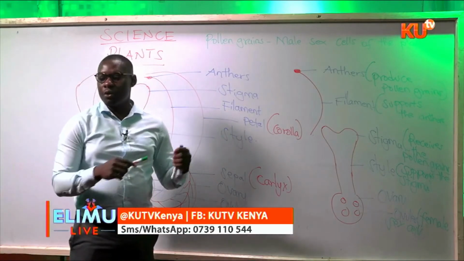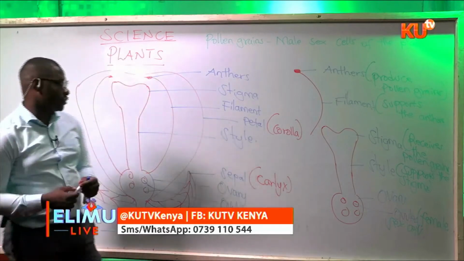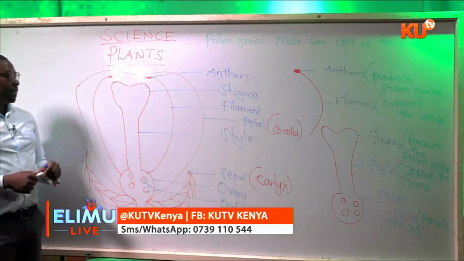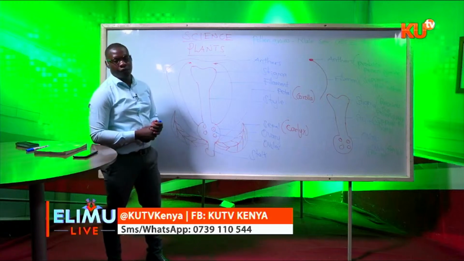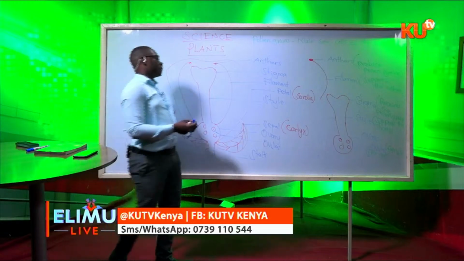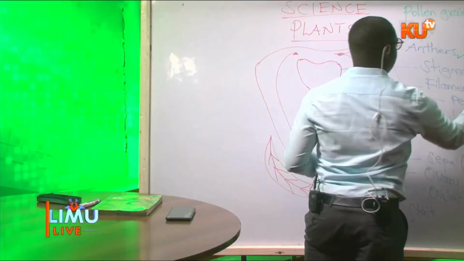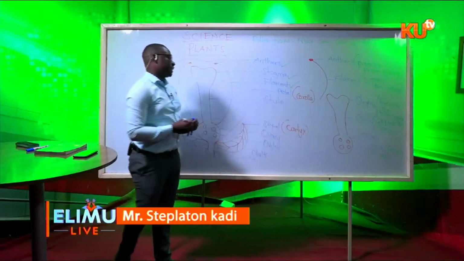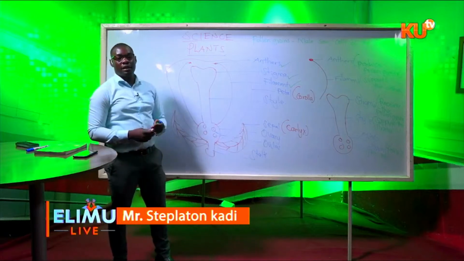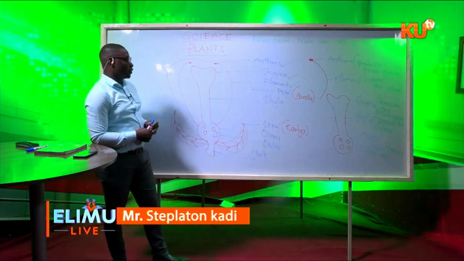So we can also look at the other functions of the parts of the flower. We have talked about anthers already. We have talked about the stigma. We have talked about the filament. So let's look at the petals. What is the function of the petal?